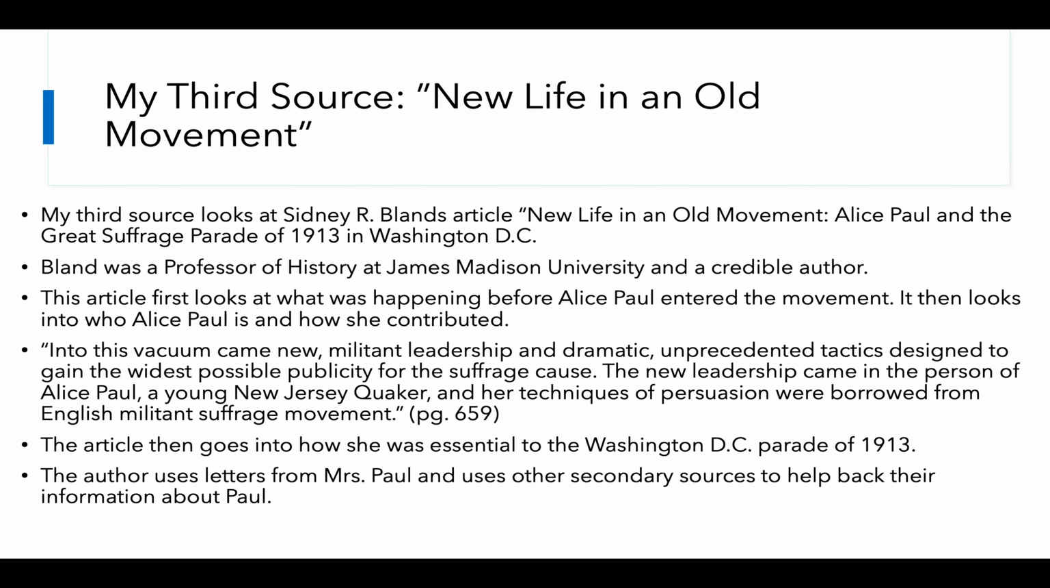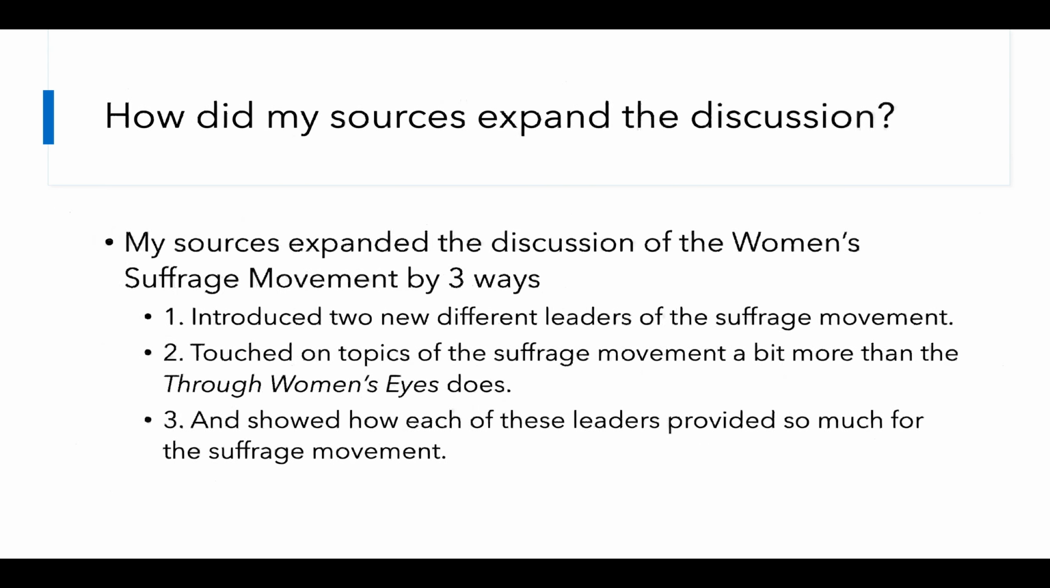The article then goes into how she was essential to the Washington, D.C. suffrage parade of 1913. The author uses letters from Miss Paul and uses other secondary sources to help back their information about Paul. How do my sources expand the discussion?